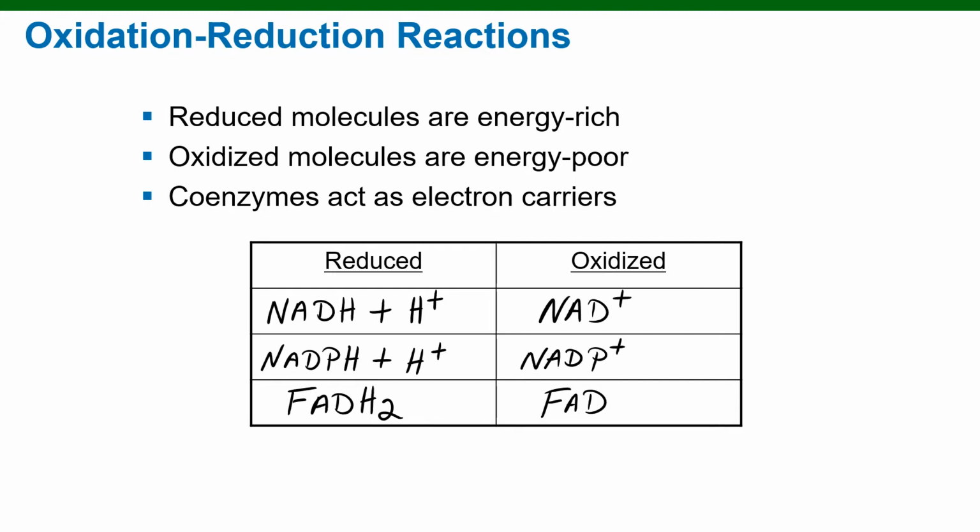We can say that the reduced state in this column on the left is accurately described as energy rich because these extra electrons and hydrogens are present on the electron-carrying molecules. And in the right-hand column, without those extra hydrogens and electrons, the molecules on this side are energy poor.